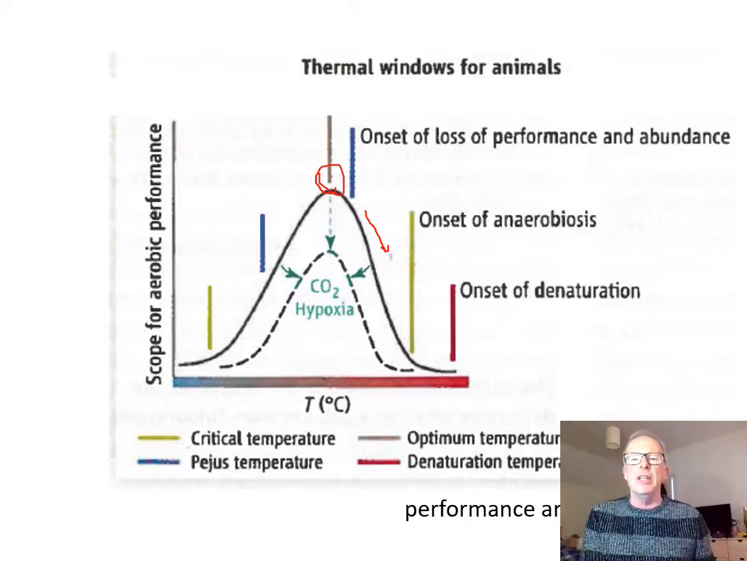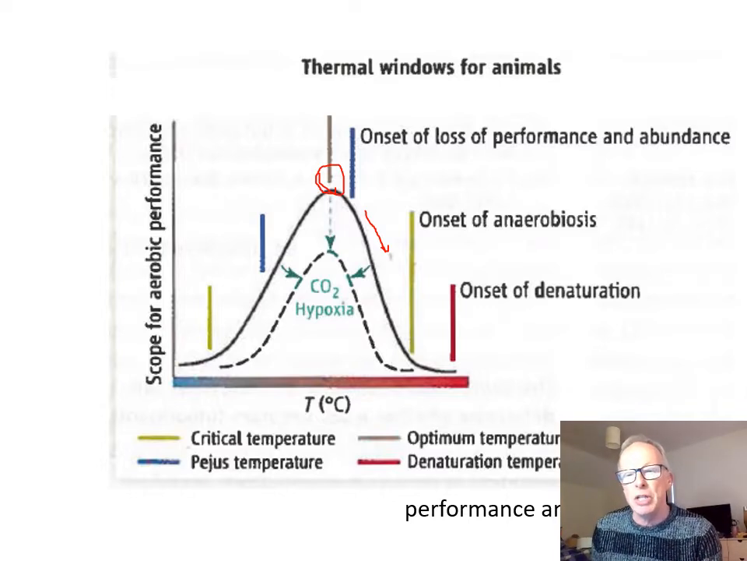Life can continue without oxygen, but obviously only for a very short time, anaerobically. And then ultimately the temperatures are so warm that enzymes and proteins within the organism start to so-called denature. They'll irreversibly change into a form, and effectively that's the point at which an organism dies.